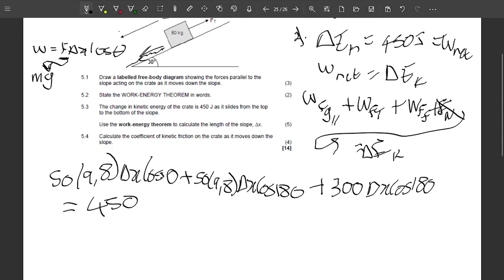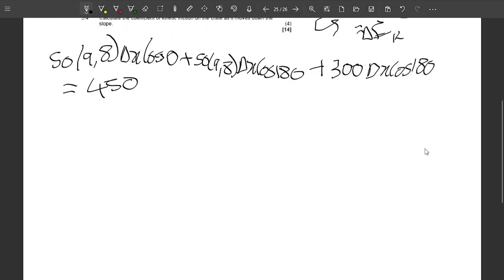Now I'm going to propose that I take delta x out as a common factor, because it appears there, there and there. It's basic math. So I'm going to take delta x out, and let's see what remains. Here we've got 50 multiplied by 9.8, and the cos there, I think the angle was 60 or something like that.